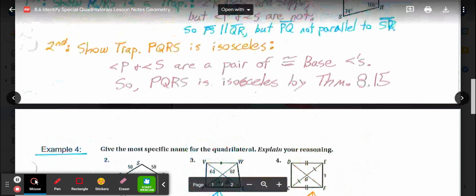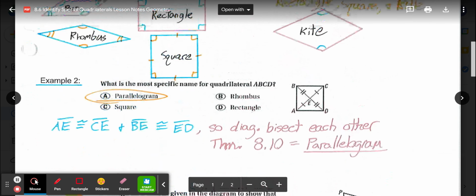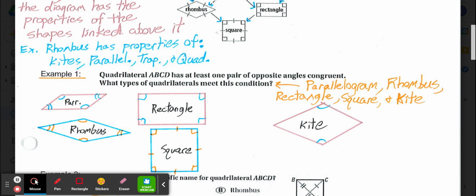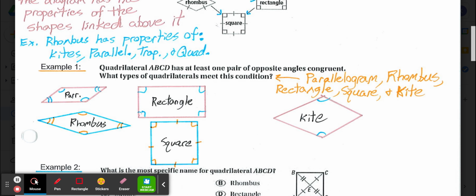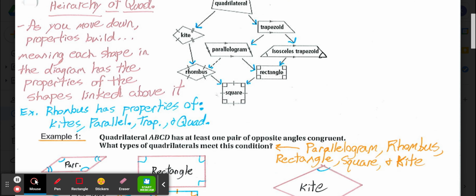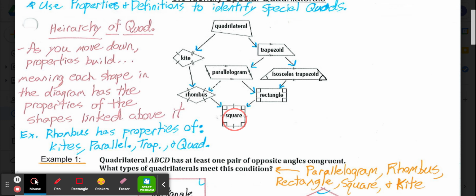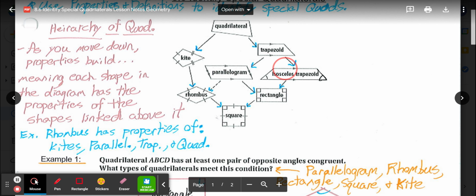So the main idea, though, for this lesson goes back to taking all the definitions and properties that we've already used in this chapter, and using those definitions and properties to identify different special quadrilaterals based on a set of characteristics. And remember to look at the hierarchy. If we have something like a square, then it has the properties of a rhombus, a rectangle, and all the other figures linked above it.